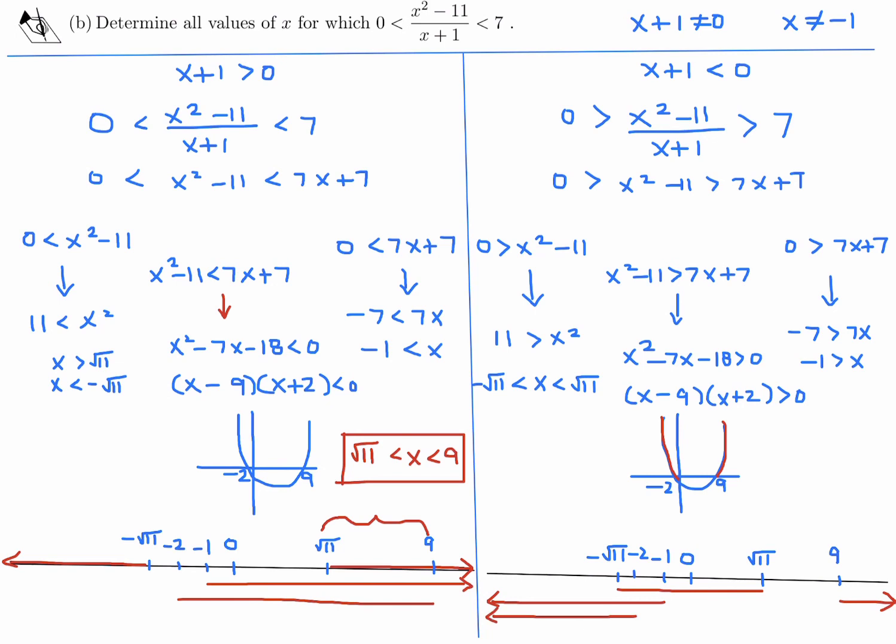Okay, so now we have to look at this and say, what is common to all three? And when you look at this carefully, you see the only thing that's common to all three is this region, that small region right there. And that small region is that x is less than negative 2, but is greater than negative root 11. And that completes the question.